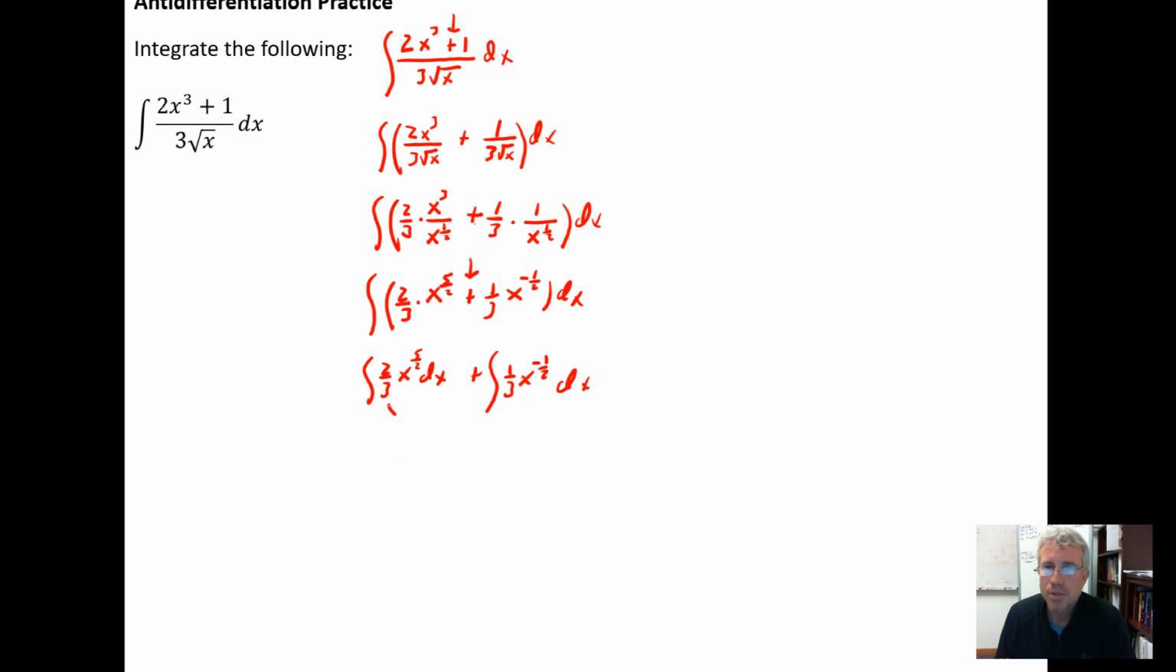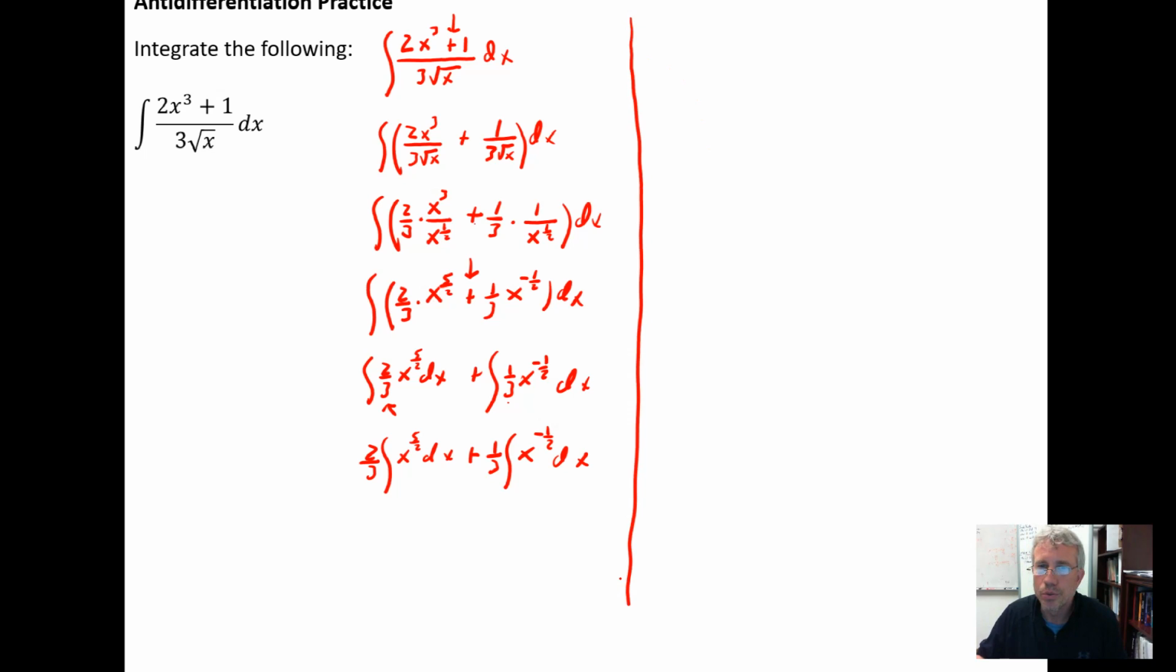And then I have a constant multiple of a function, so the constant multiple can be factored out in front of the integration symbol. So 2/3 times the integral of x to the 5/2 dx plus I have a constant multiple of x to the negative 1/2, so I'm going to factor the constant multiple 1/3 out in front of the integral sign. And it'll be x to the negative 1/2 inside the integration symbol. And at this step, you're really ready to do the integration.